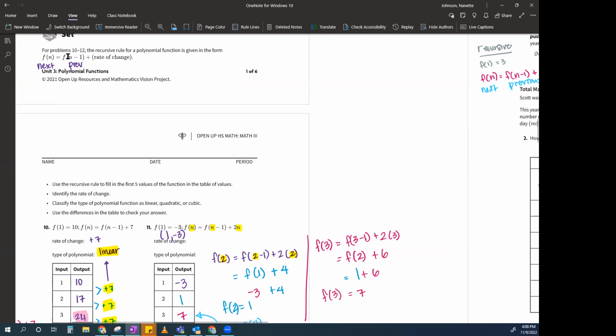Like if I could take this, copy and paste it and put it right on top. Do you see how you can play matching? F of n, f of n. F of n minus 1, f of n minus 1. 2n is in the rate of change spot. So they match. Very good. So this is just 2n. So it's this guy here. Right? So it's just 2n.